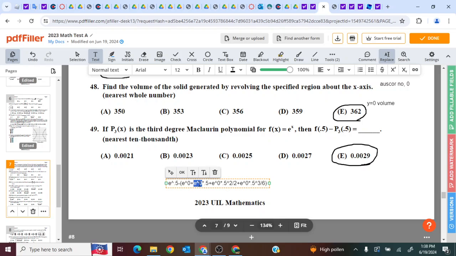equals 0. The derivative of e of x is always e of x, so that never changes. So 1 times 0.5 times your x over 1 factorial, which doesn't affect anything. Then your second derivative times your x squared over 2 factorial. Your third derivative times your x cubed over 3 factorial. And if you do that, you'll get a value of e.